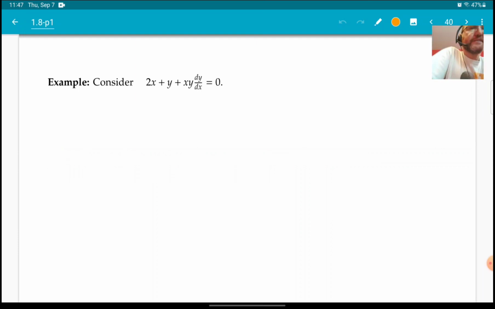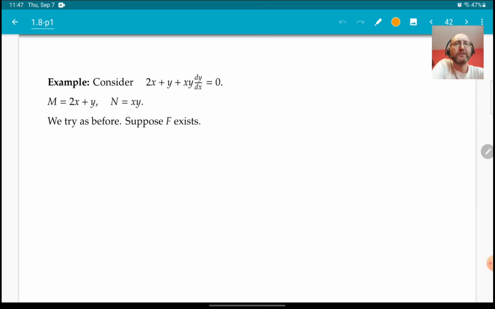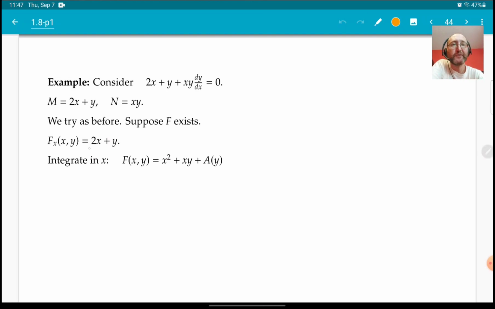All right, so let's look at something different, something that we haven't seen. So m is 2x plus y, and n is xy. We'll try as before. Suppose f exists, so then we have f sub x is 2x plus y, this m. And we integrate. If we integrate 2x plus y in terms of x, we get x squared plus xy, and then the constant of integration, again depending on y.